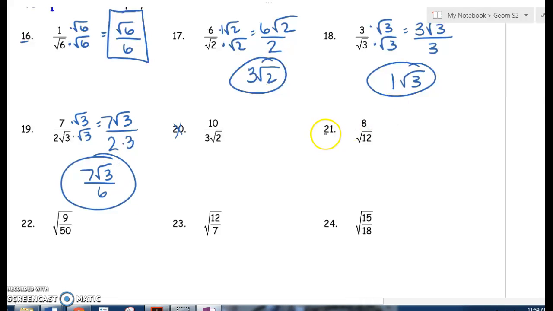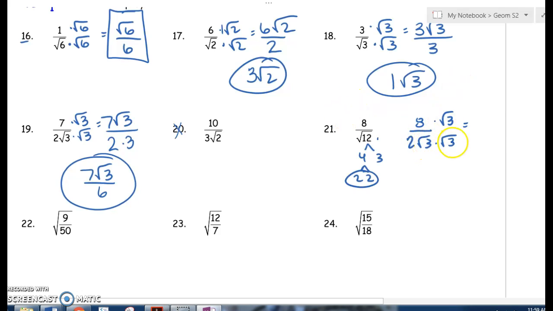Now for the next one, you could multiply top and bottom by square root of 12. I would recommend you could do it that way, or you could simplify it first. It's up to you how you want to do that. If you want to simplify it first, you can. You could break it down to 4 times 3 and 2 times 2. So really the bottom is 2 root 3. And then you can multiply the top and bottom by root 3. So it's up to you if you want to simplify it first or simplify it after you multiply.